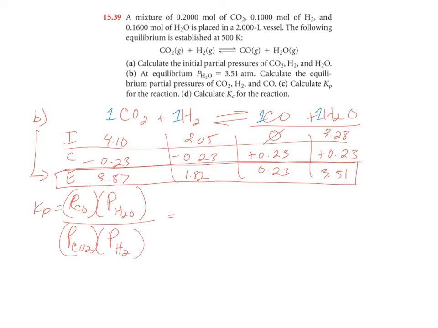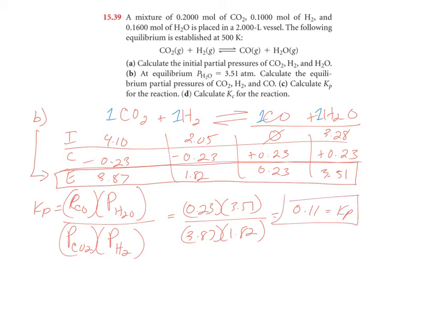Now we plug them in. So at equilibrium, 0.23 times 3.51 over 3.87 times 1.82. When we do this, we get 0.11 as our Kp. And this is letter C.